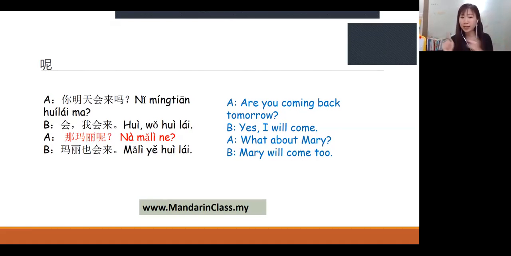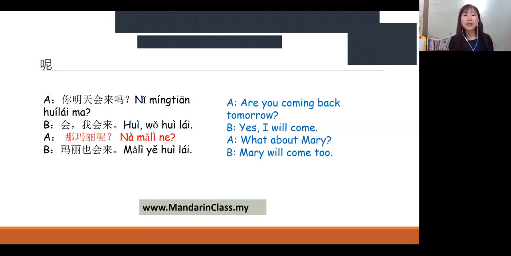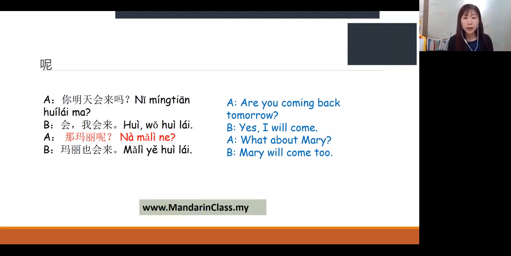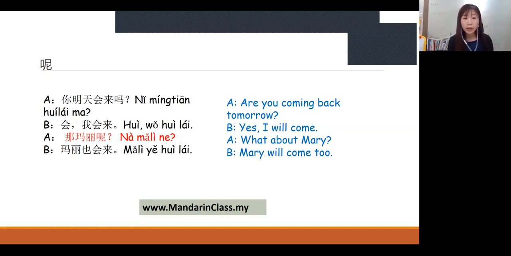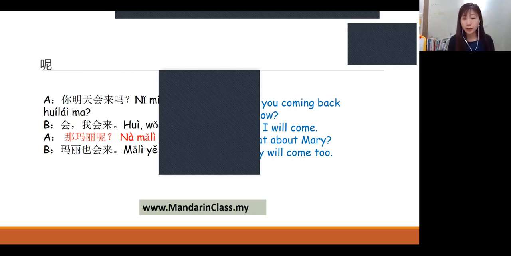Put the name and the 呢 behind. Or you can put the word 那 in front and the name and the 呢 at the back. So very simple. And the reply, 玛丽也会来. So it's Mary will come too. So this 呢 is very simple, right? And it is actually to ask back. Another one you can ask is about queries. If you have any query, you can also use the word 呢.